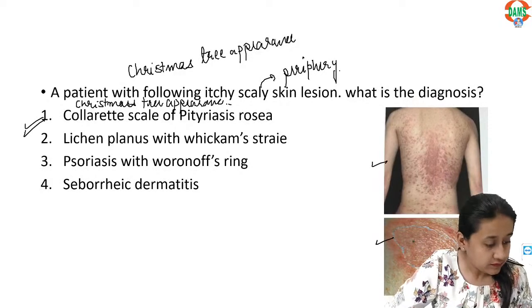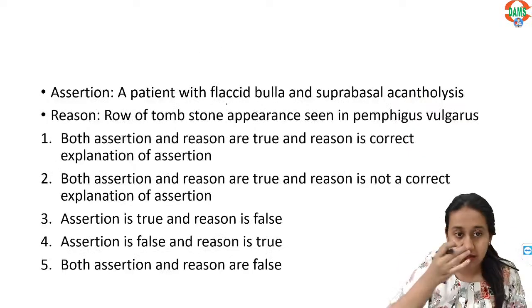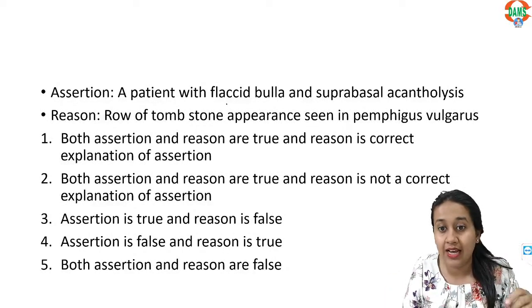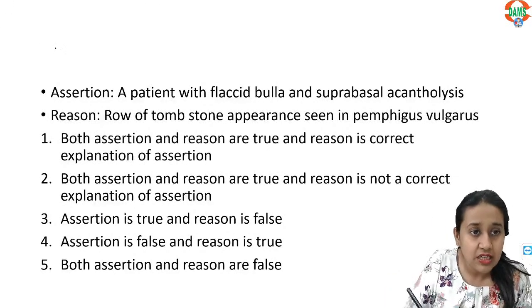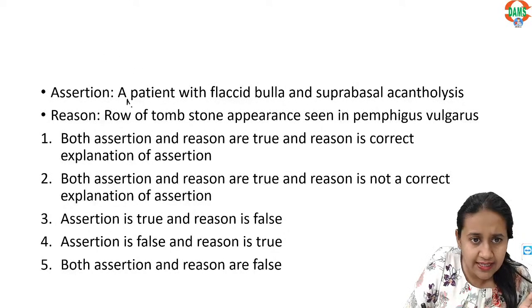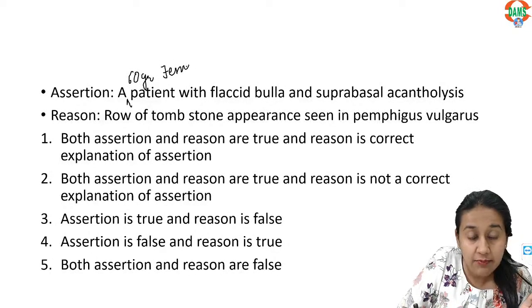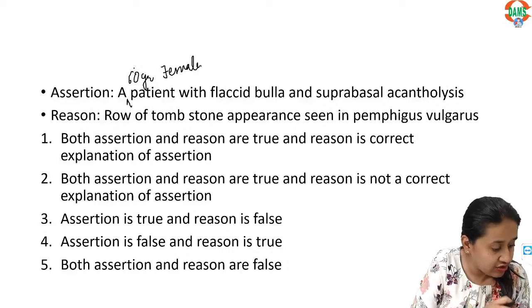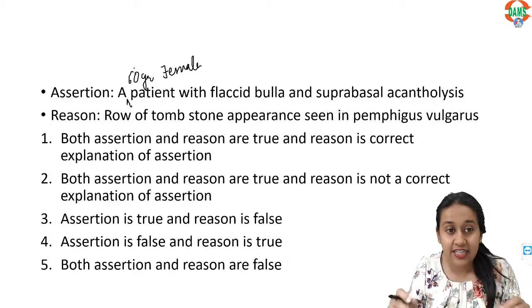Great. Okay, meanwhile, the next question was somewhat like this: a patient with flaccid bulla and suprabasal acantholysis. Now, a few students have remembered that there was an age given here, that it was a 60-year-old female. I'm not very sure whether the age was given or not. So Vignesh, was there any age given in this question?